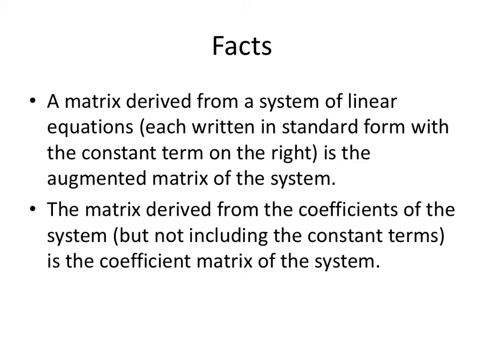Alright, here are some facts about matrices now that we know about their size. A matrix derived from a system of linear equations is the augmented matrix of the system. It's very important that our equations be written in standard form. That way we know the first column has all the x's, the second column has all the y's, and so on. The matrix derived from just the coefficients of the system, but not including the constant terms on the right-hand side of the equal sign, is called the coefficient matrix of the system.